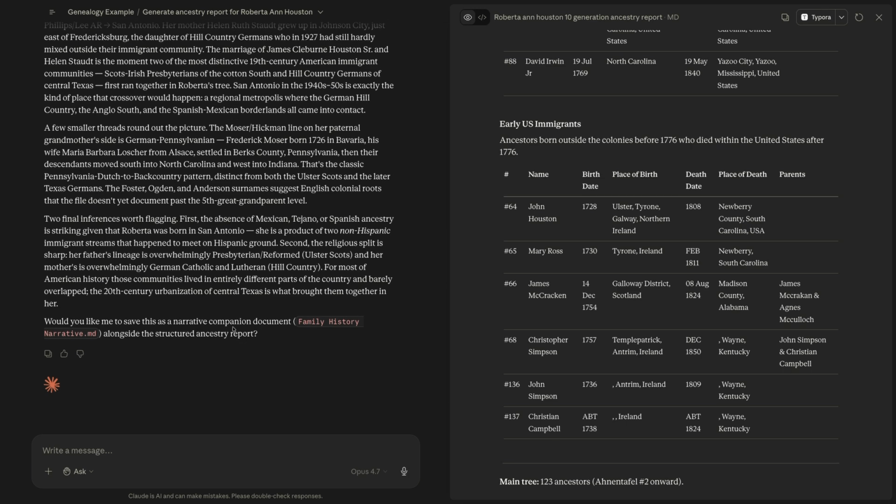See, this is an interesting narrative that it's generated. It's based on the data. So this is the kind of stuff you can do with these tools.